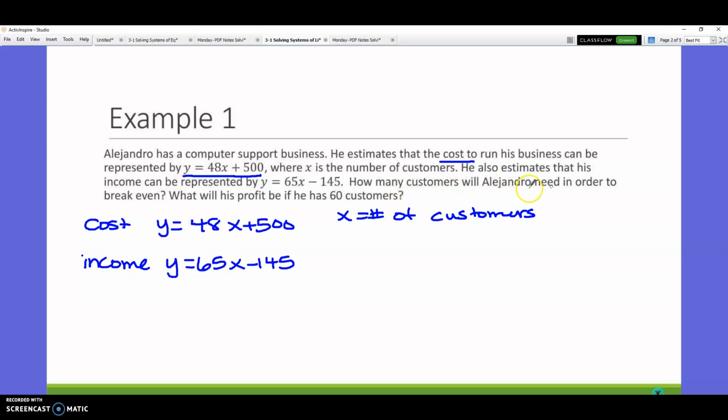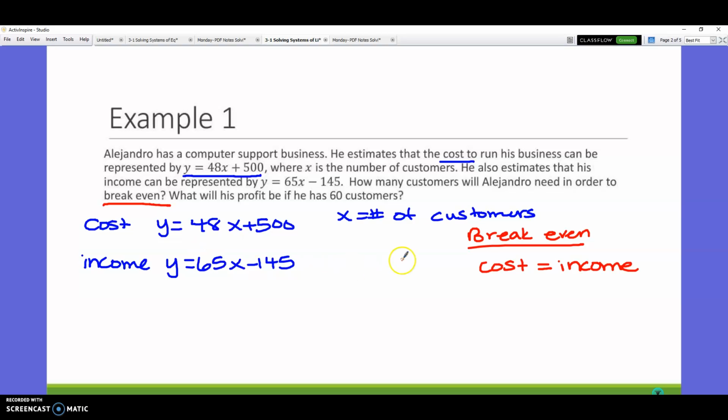How many customers will Alejandro need in order to break even? So that's important as well. In order to break even, that means that the cost it takes to run the business is equal to the income that your business brings in. If your cost and your income are equal to each other, then you didn't make any money, but you also didn't lose any money, and that's what we call breaking even. So we want to know, when is the cost going to be the same as your income?